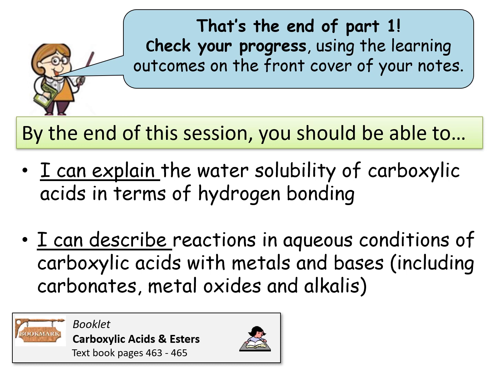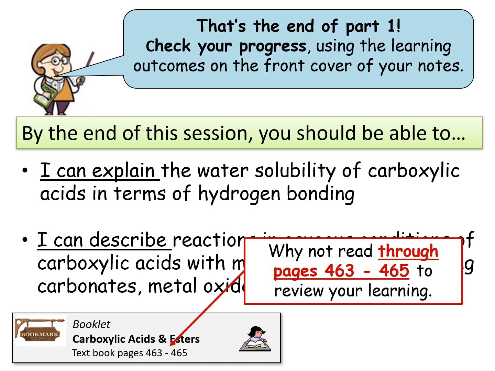Right then, that's the end of part 1. So as usual, check your progress using your learning outcomes on the front cover of your notes. So you've just been describing the reactions in aqueous conditions of carboxylic acids with metals and bases. So we've included carbonates, metal oxides and alkalis. Make use of your textbook as well, or on Caboodle. Remember the pages there, 463 to 465, if you do want to read anything just to consolidate your knowledge.